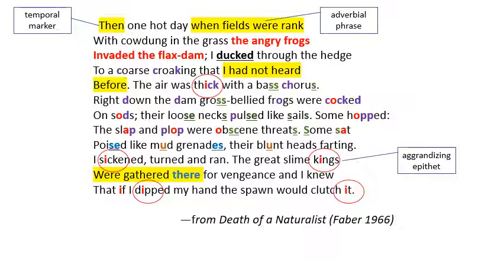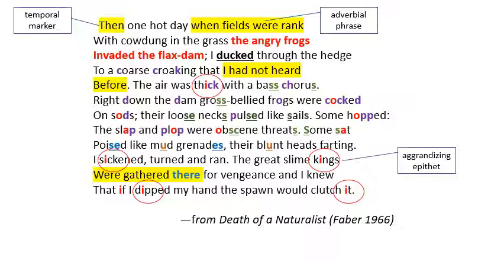And notice what he does. He ducks. I ducked through the hedge to a coarse croaking that I had not heard before. This is a transition, and the going through that hedge is a rite of passage from the childhood innocence into this world of something coarse and croaking. And the harsher consonants there create that. The air was thick with a bass chorus.